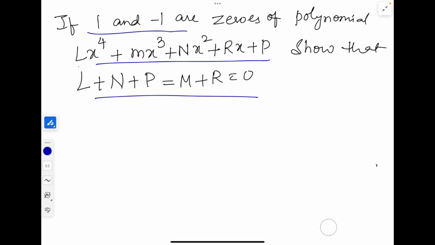Same thing, children, this is also a very easy question. So 1 and minus 1 are the zeros of the polynomial. So substitute, wherever there is x, with 1 and also substitute with minus 1.